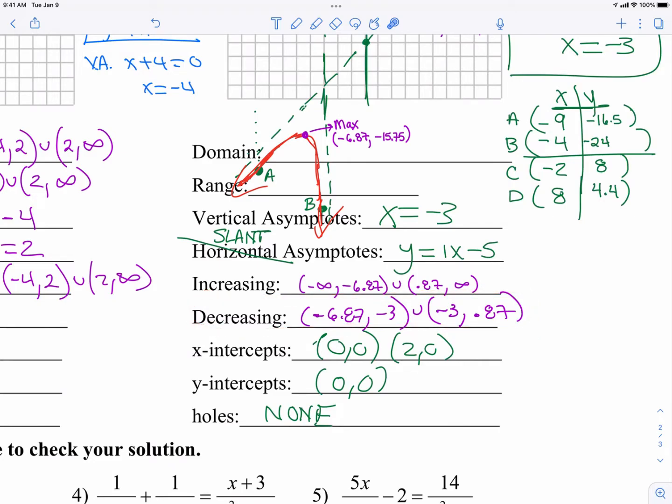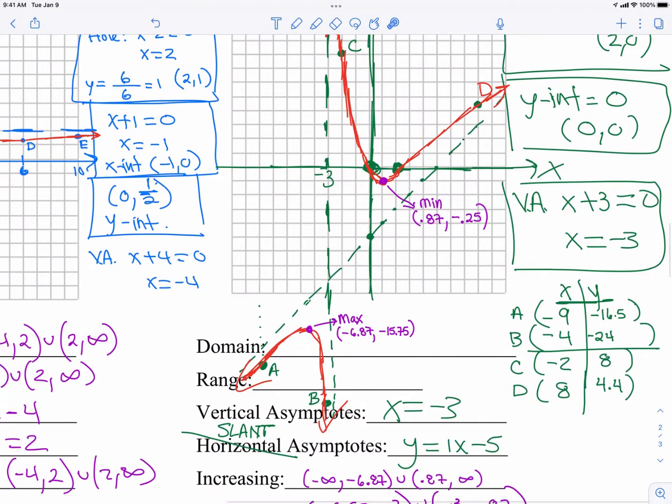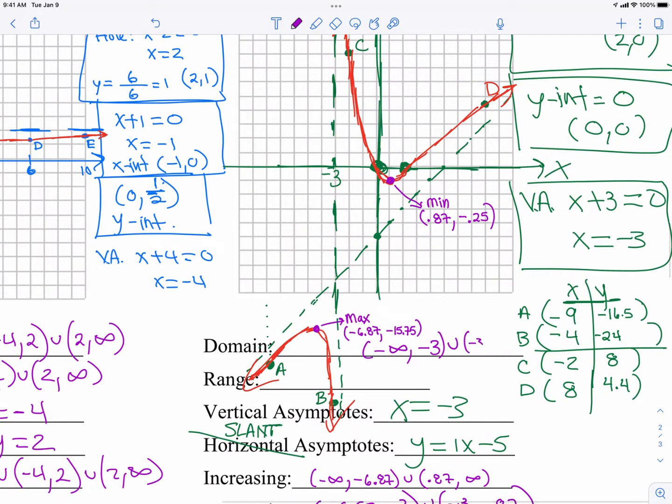All right, let's talk about the domain. The domain goes from negative infinity until you get to your vertical asymptote of negative 3, and then there's a break. It's from negative infinity to negative 3, union, and then it leaves from negative 3 and goes all the way out towards positive infinity. It just continues out towards the right forever from there. So union, negative 3 to infinity. And that is your domain.